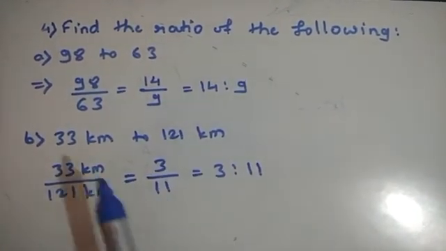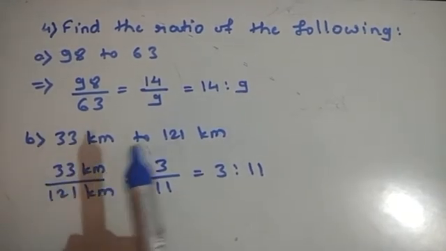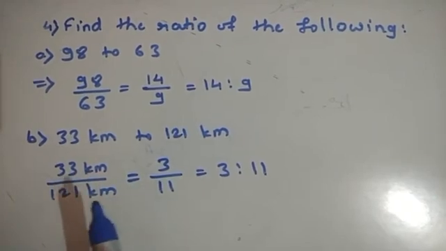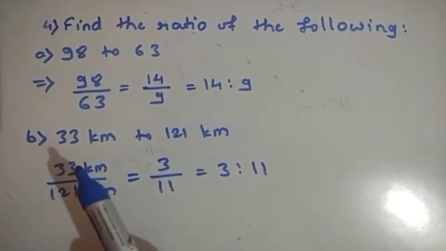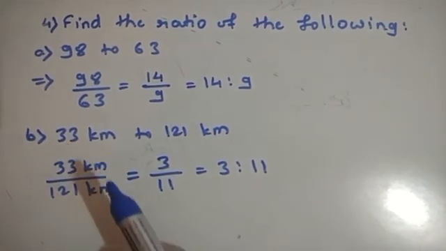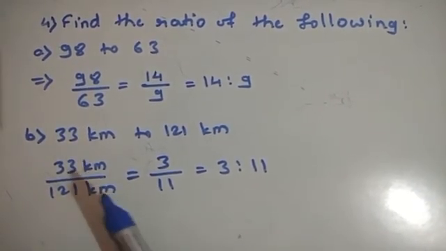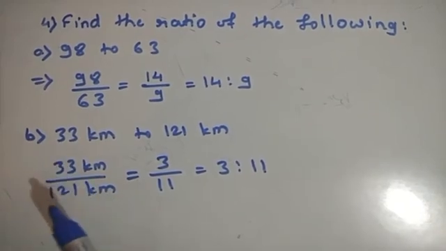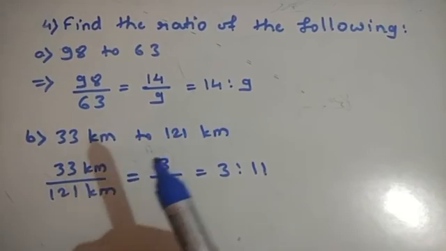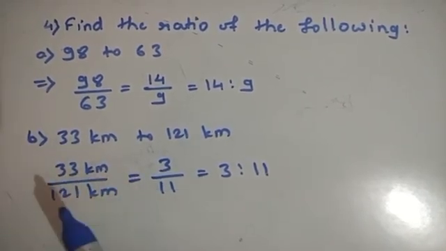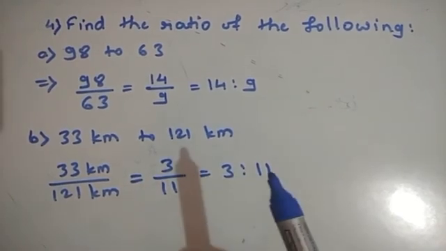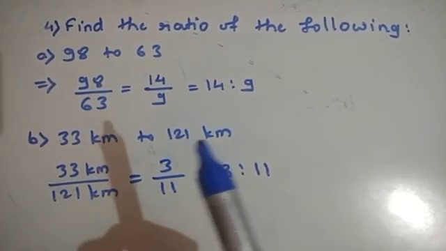As well as one more example here, 33 km to 121 km. Therefore the ratio is 33 km upon 121 km. How are we reducing a fraction to its lowest term? By cancelling some numbers. In the same way units also can get cancelled here. So kilometer will get cancelled, and only 33 upon 121 will remain. Both numbers are divisible by 11. Therefore 11 3s are 33 and 11 11s are 121. Therefore 3 upon 11 we can write as 3:11. Therefore the ratio of 33 km to 121 km is 3:11.